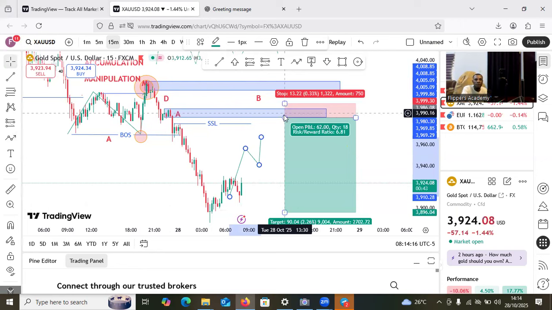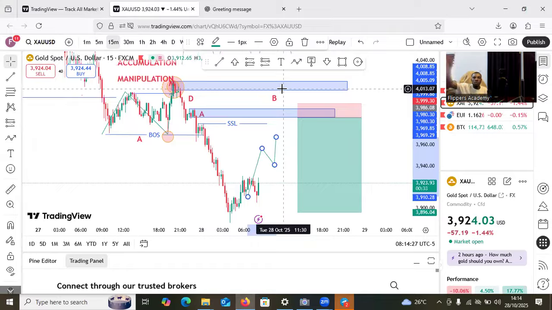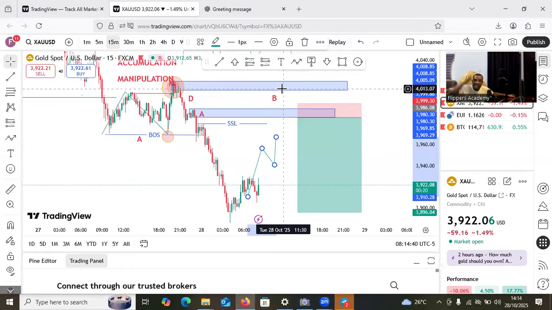Before I buy at this order block B, what I will wait for is an evening star or a bullish engulfing. This same process I use for gold, you can use for GBP/JPY, you can use for EUR/USD. Every pair you trade, the same process doesn't change. If it doesn't give you this process, these signs, don't buy.